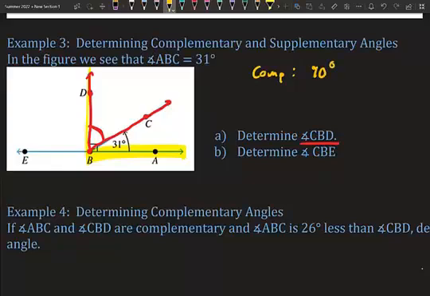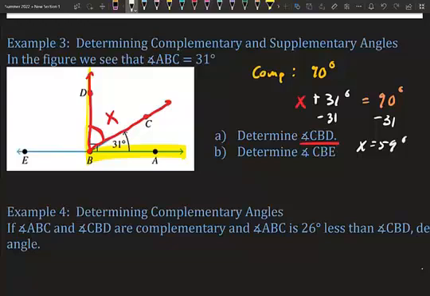So we know that these two angles put together is 90 degrees. We don't know this missing angle, so we say it's x. But we know x plus 31 degrees is supposed to equal 90 degrees. So let's just solve for x. We solve for x how we always solve for x. We subtract 31. And when we do, we get 59 degrees. So this angle right here is 59 degrees.